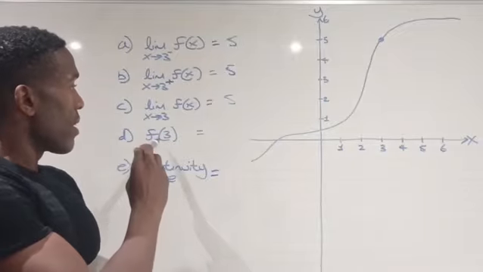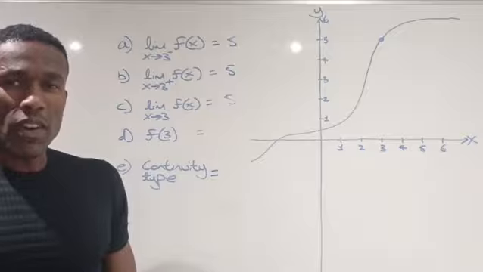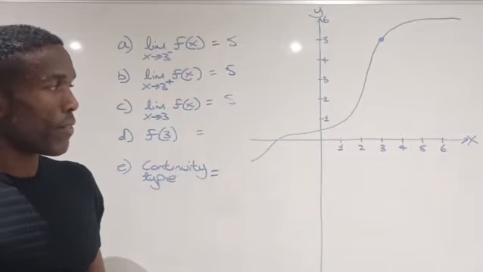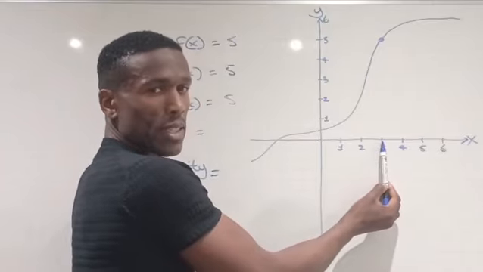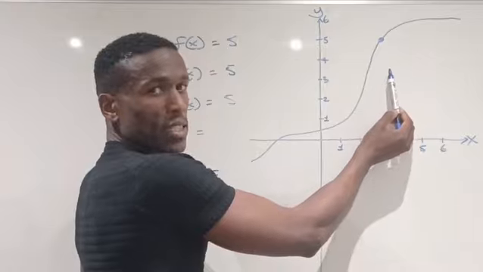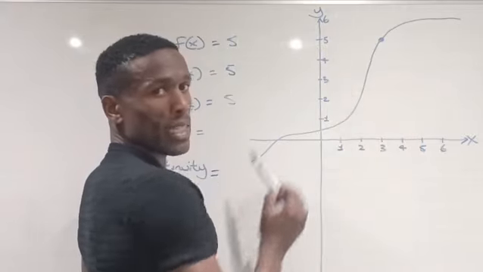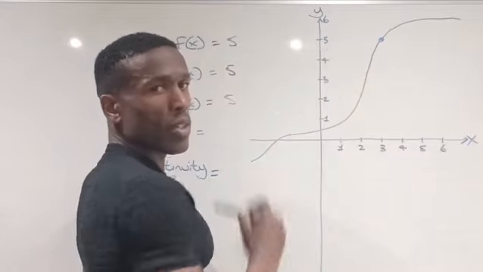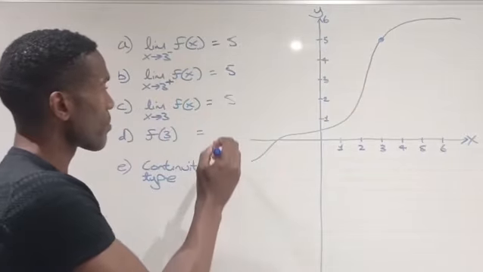Fourth, what's the function's value when x equals 3? Here what we're looking for, on our x-axis, is a closed, coloured in, shaded circle. And we see one there, and we'll see that the corresponding y value is also 5.